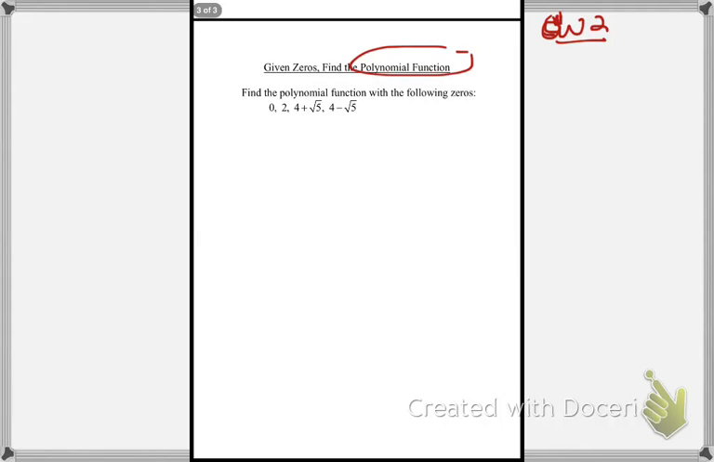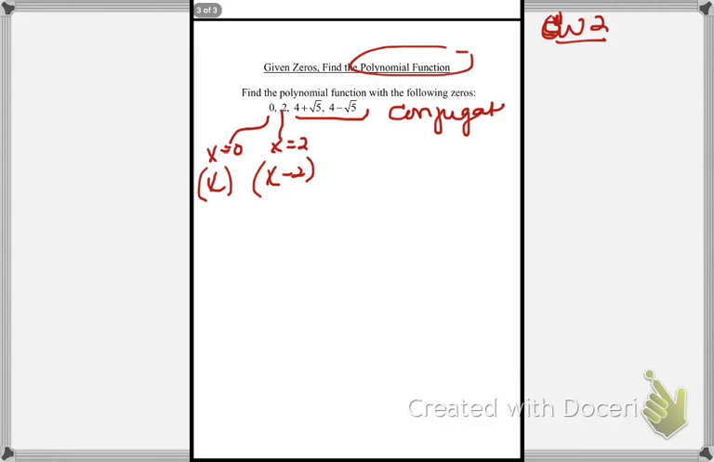Now, when you have a rational zero, you can set these equal to 0 and work your way backwards to a factor. Set them equal to 0. So if you subtracted 0, this factor is just going to be plain x. Subtract the 2, this factor is going to be x minus 2. Now, this pair is called a conjugate pair because they give us irrational answers. They come from when you do the quadratic equation.